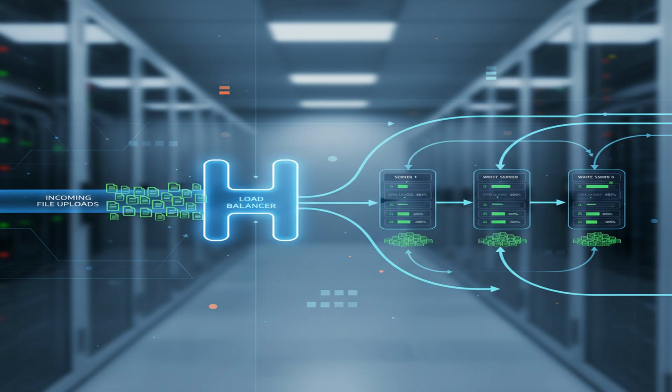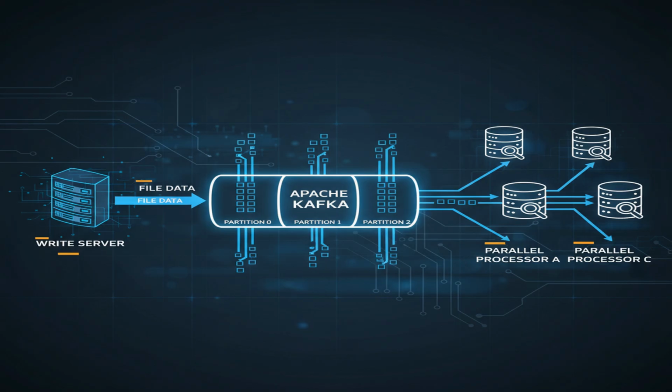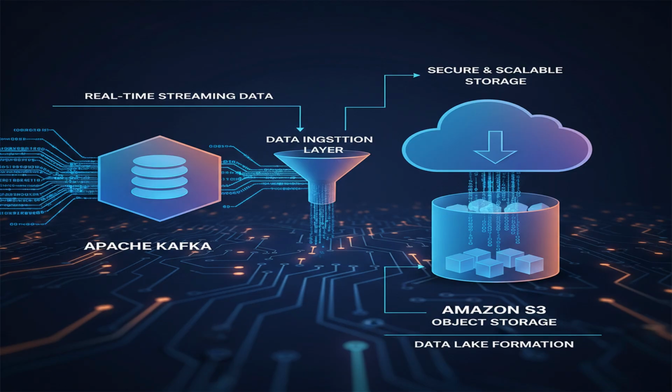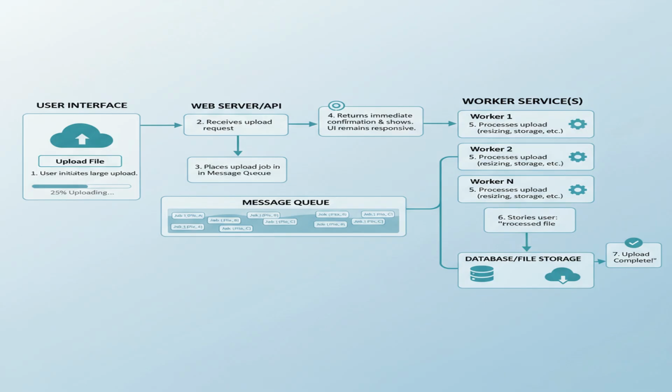First, the client uploads the file. This upload hits a load balancer, which distributes the traffic to a cluster of write servers. These servers pre-process the data. The write server then streams the file data to a message queue, such as Kafka. Kafka partitions the stream for parallel processing. From Kafka, the data flows into the storage layer. Here we can use object storage like S3 or a distributed file system.